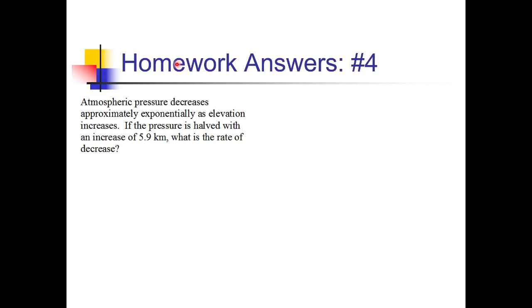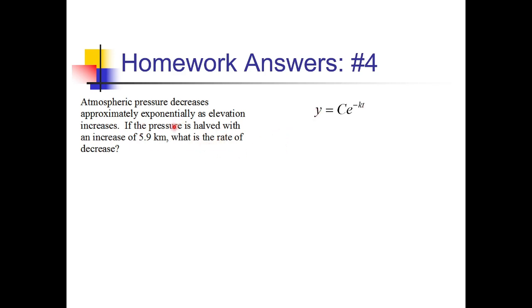For this problem, we have atmospheric pressure decreasing exponentially as elevation increases. Since we have exponential decay, I'm immediately going to write y equals ce to the negative kt, so I can use that. Now they're telling us if pressure is halved with an increase of 5.9 kilometers, what's the rate of decrease? So we're going to be solving for this k value here, which means I need to plug stuff in for y, c, and t. So for y, that is like the new pressure. We don't know what the old pressure was, though. They didn't tell us that.